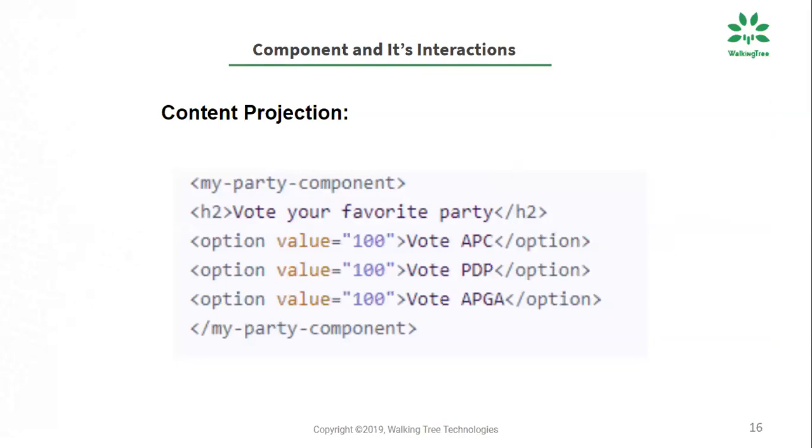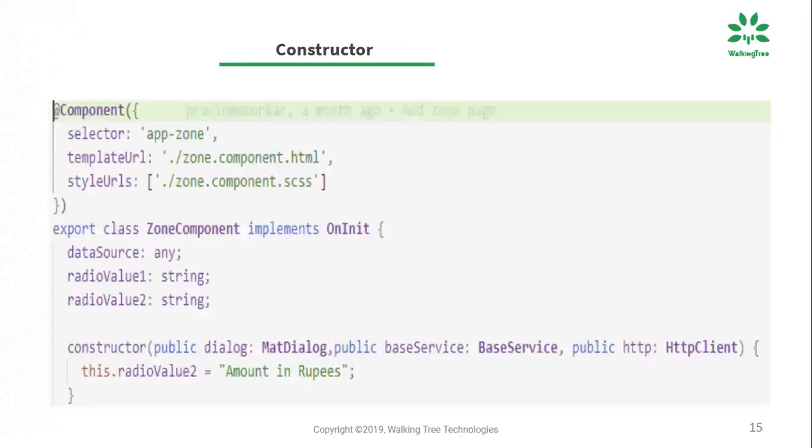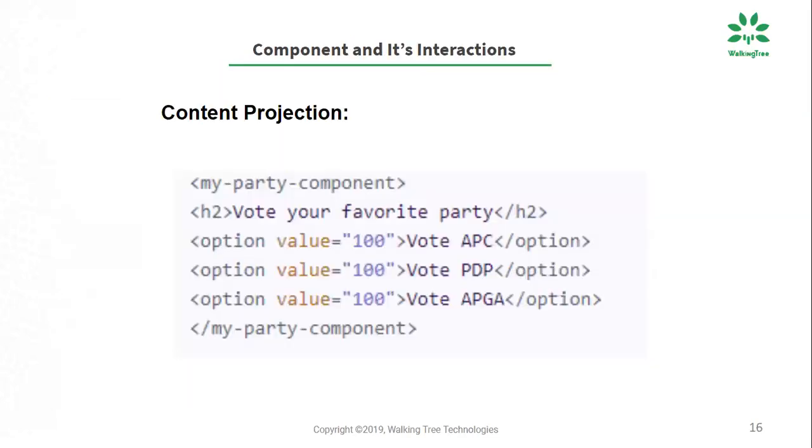Before going for the content init, let's see the content projection. What is content projection? I have created a component, my party component, through a selector. Whatever goes inside that component, as you see in this slide, my party component has a starting tag and an ending tag. In between those tags we have some elements. These are all the elements we call content.